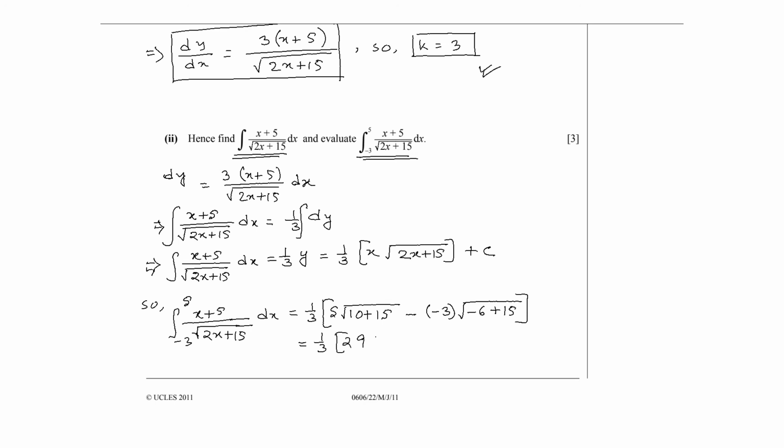Let me erase it first. It will be 25. So 25 plus 9. So 25 plus 9 is 34. It would be 34 over 3. So finally we got the value, which is 34 over 3. So we have completed this question. Now let's move on to the next question.